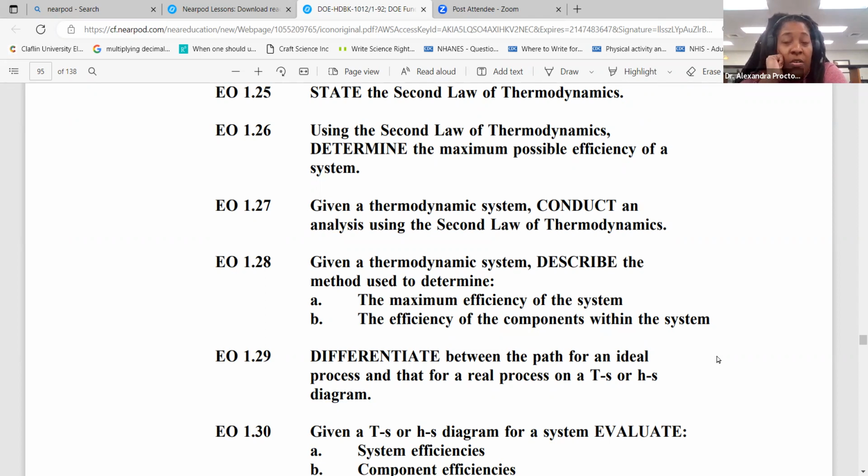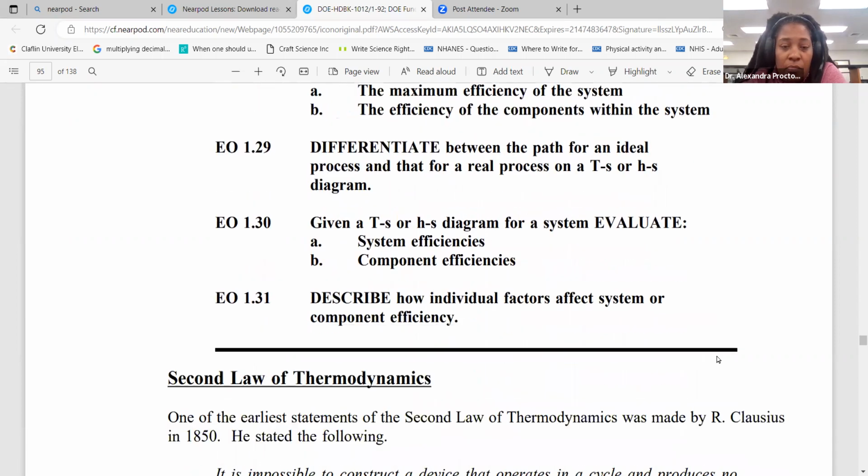Of course, earlier you understand that that is the Mollier diagram. And then given the TS or HS diagram for a system, evaluate system efficiency and component efficiencies, and then describe how individual factors affect a system or a component's efficiency.